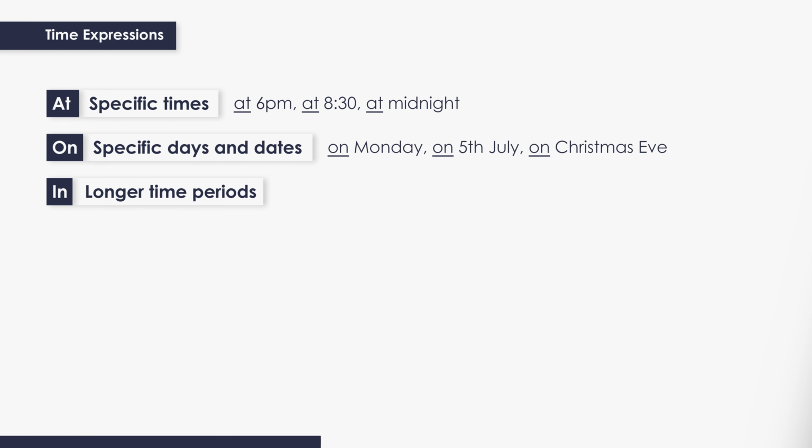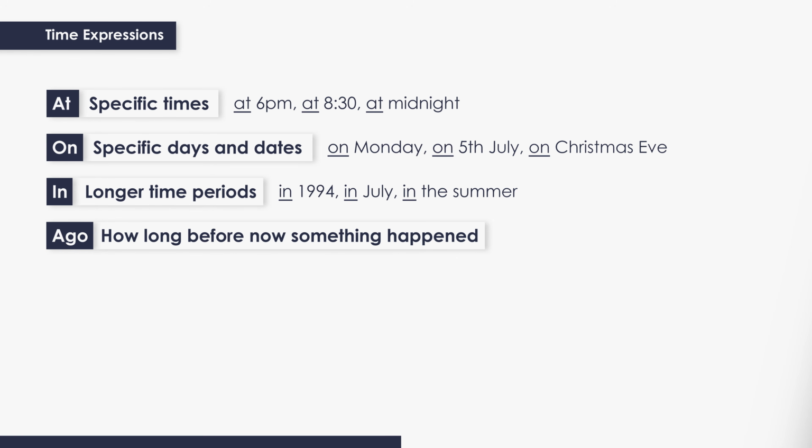Use in for longer time periods. I was born in 1994. They moved here in July. We'll go on holiday in the summer. Ago shows how long before now something happened. They went to Paris 2 years ago. She won the lottery 6 days ago. They moved to London 10 months ago.